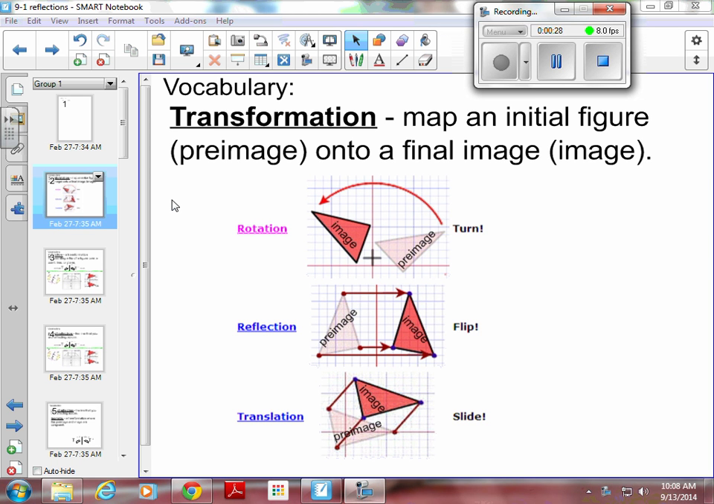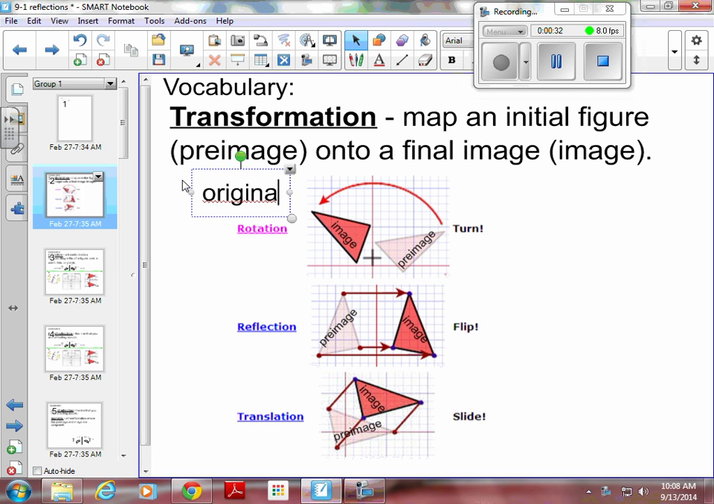So we've got a pre-image, the original one, and you've got the image, which is the final. Okay, so pre-image and image. In this case, we're going to look at a rotation. So the image is this dark one, the pre-image is this lighter one, and it turned, and a turn in our vocabulary for geometry is called rotation.